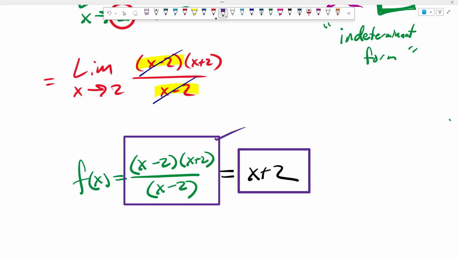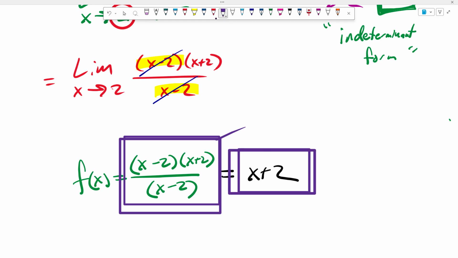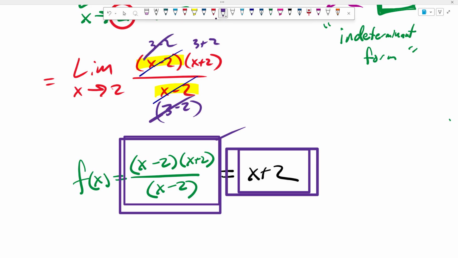That changes the function. We've got rid of the hole. Totally different function. However, as long as x is not equal to 2, they are exactly equal. We agree with that? No matter what number you plug in, like we did 3 last time, 3 minus 2 over 3 plus 2 over 3 minus 2. All these happen to be 1, but this number always simplifies to this number as long as x is not 2. So these are the exact same functions everywhere except at the value x equals 2.